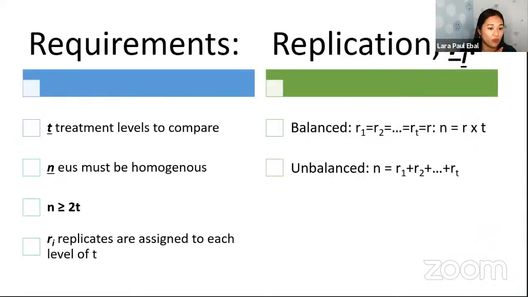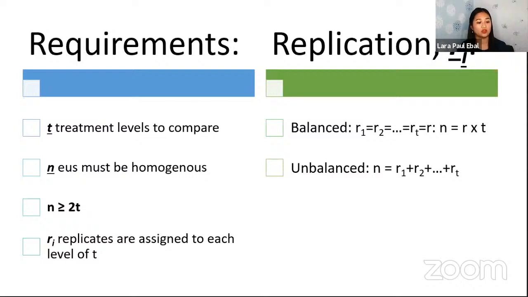And then we have these requirements. So take note of these requirements: T treatment levels to compare. So we have 3 or more levels that you want to compare. And then we have N experimental units, which must be homogeneous, again, homogeneous. And N must be greater than or equal to 2 times the number of treatment levels. So if you have 3 treatment levels, 2 times 3, you have how many? At least 6 experimental units.